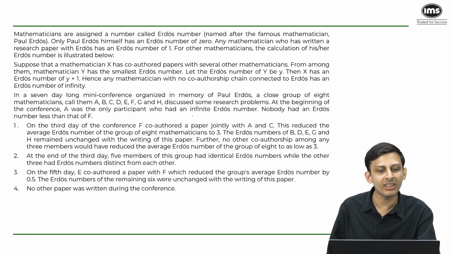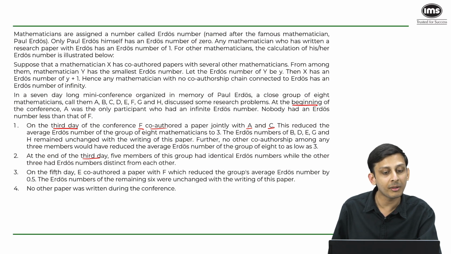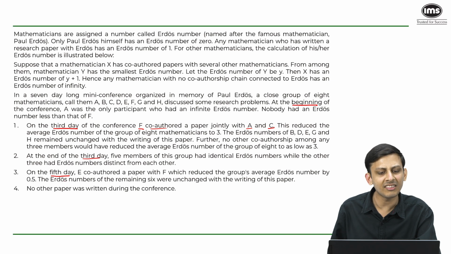So we have some information about the beginning of the conference, the situation right at the beginning before the conference started. And then we have some points of information. And we can see in these points, first of all, we have something about the third day of the conference. That on the third day, F is co-authoring a paper jointly with A and C. Okay, then at the end of the third day, there is a certain situation. After that, we also have some information about the 5th day. Okay, and then after that, it has been given, no other paper was written during the conference.